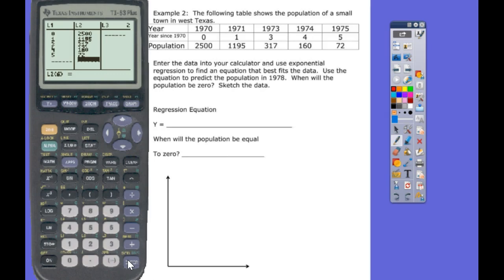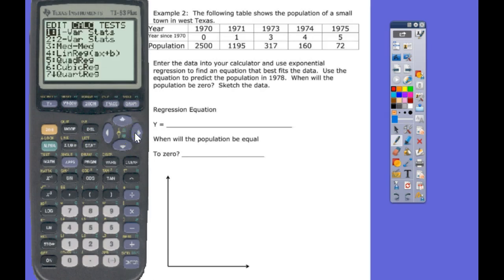So once we have this, what do I do next? Stat. We need to find out the exponential, right? So we're going back to stat, calc. Yes. So that's your equation here.